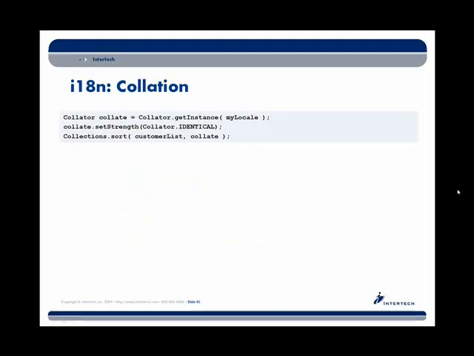Doing this really simply, here's an example of sorting something using a collator. I use a static method to get an instance of the collator, passing in the locale object that I want to use. Once I have that collator, I set the strength. In this case, I'm setting it to its most restrictive, so identical. And then I sort. To do that, I'm just using the regular Collections.sort. I'm passing in a customer list, but now I'm also passing my collator object, so it can use that and sort it in a locale-specific manner.